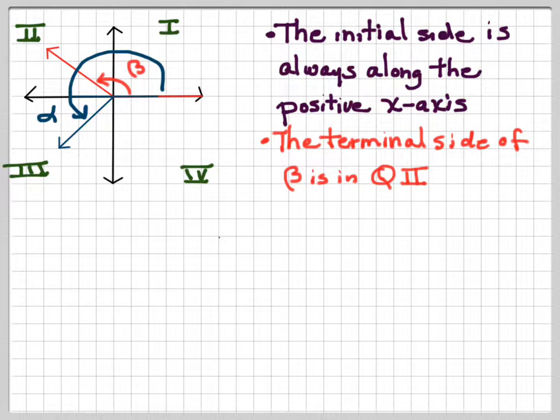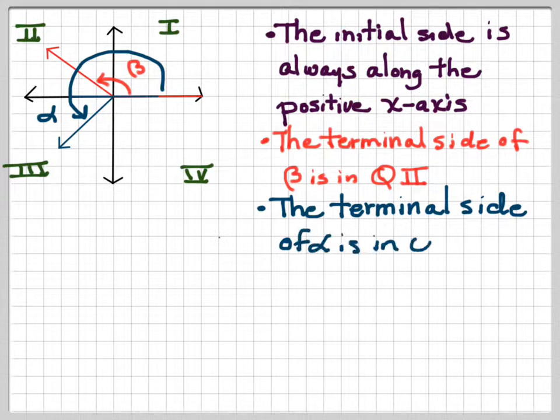Let's take a look at another angle. This is alpha. The blue is alpha. And with alpha, the terminal side of alpha is in quadrant 3. So we would say that angle lies in quadrant 3.